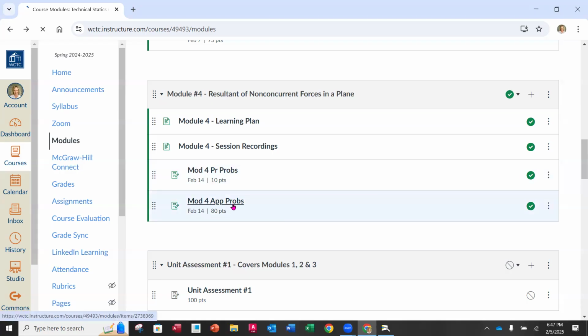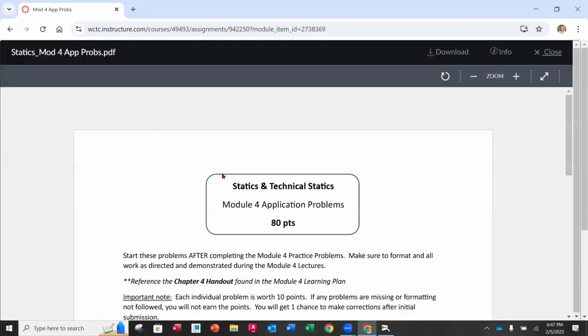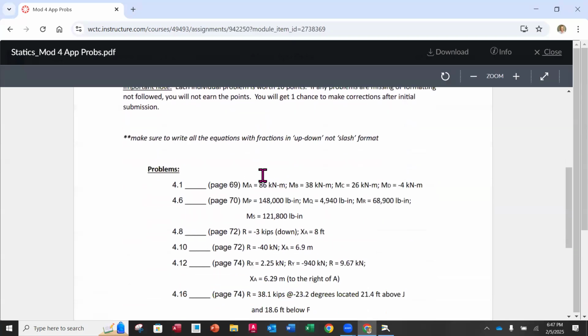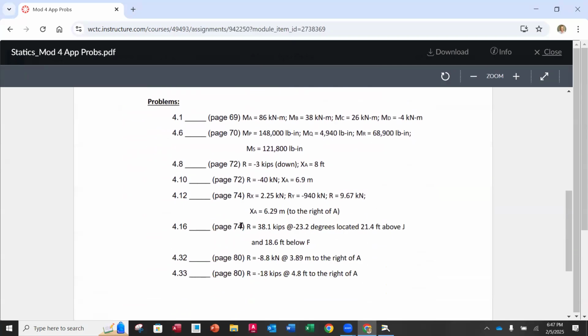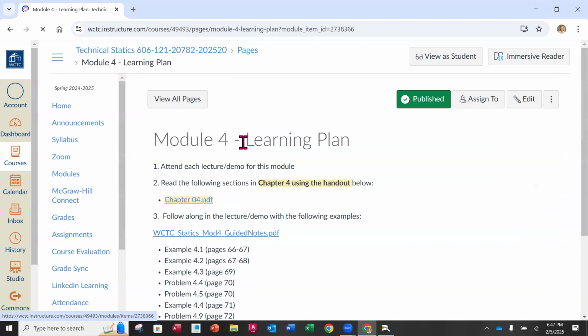And then finally, our practice problems prepare us for the application problems that we see here. And there are some application problems here. All right. So as we work through, you'll be getting prepared to work those. So application problems we'll look at as we go along. So I'm going to go back to our learning plan here.